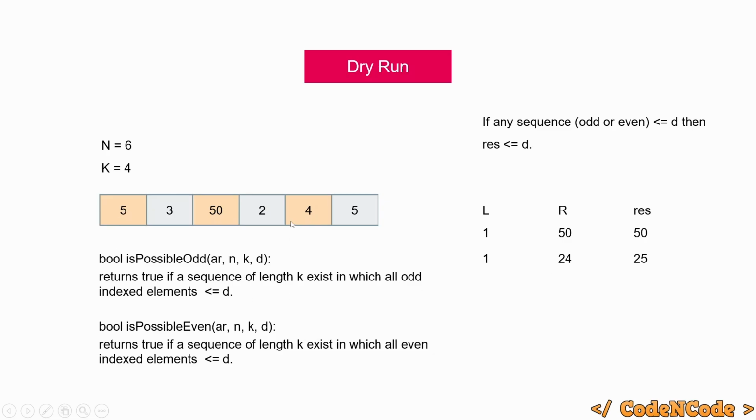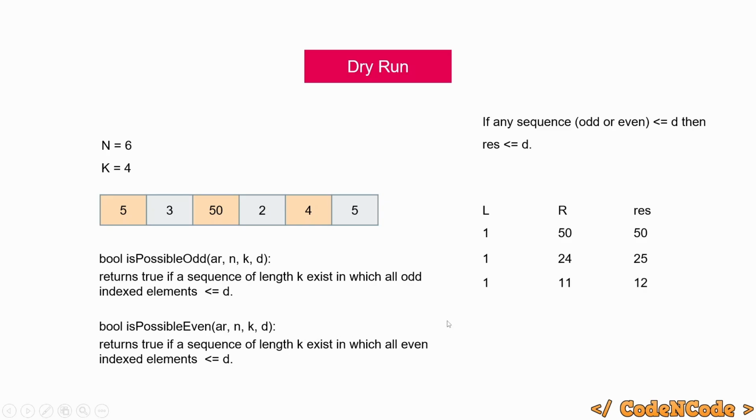So all you have to do is call these two functions in the actual implementation. I'm just giving you an idea. Even if you pick the first four elements as your subsequence, all even elements are less than or equal to 12. If one sequence is less than or equal to 12, that means the overall result will be less than or equal to 12. That means I can reduce my result to 12.